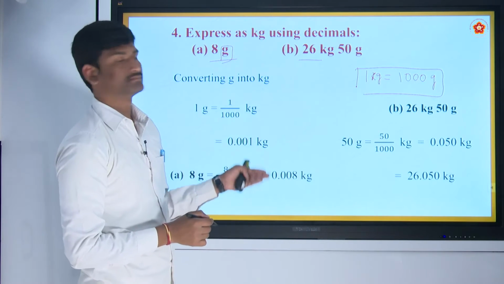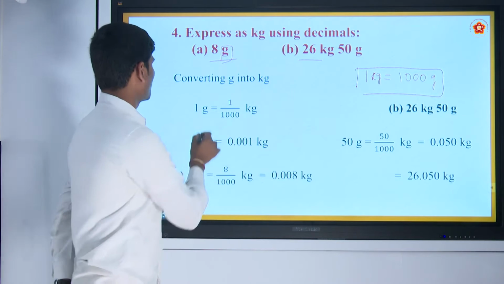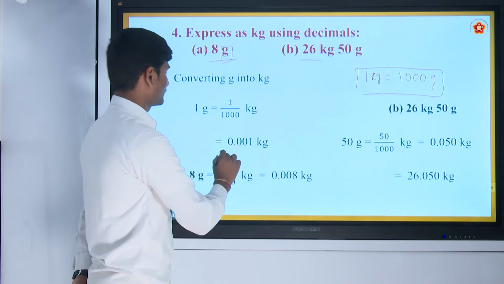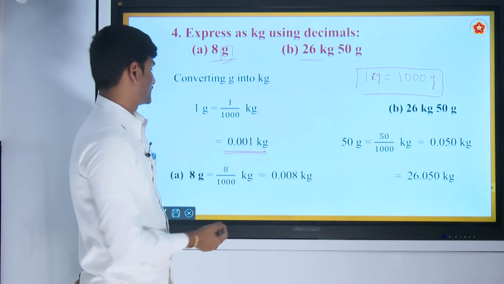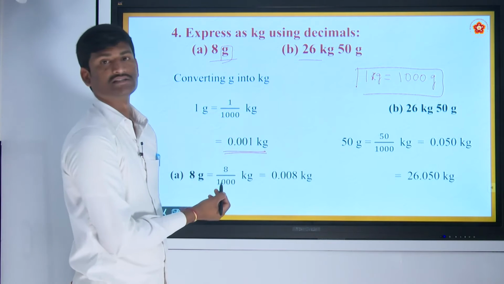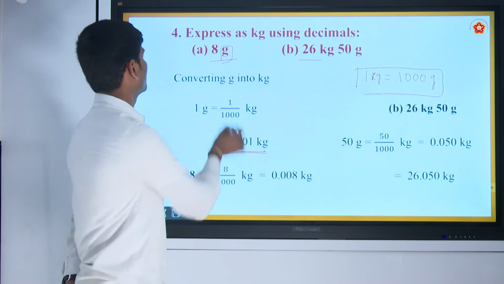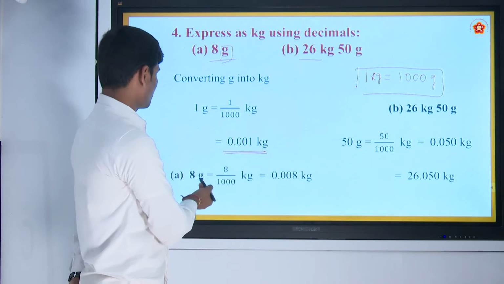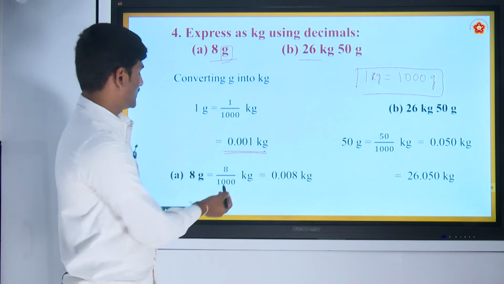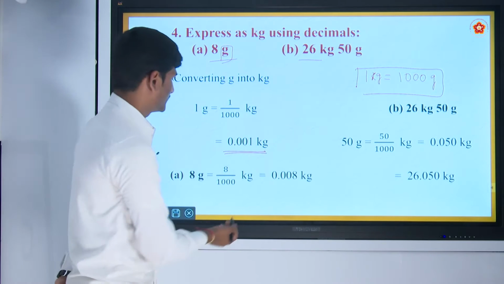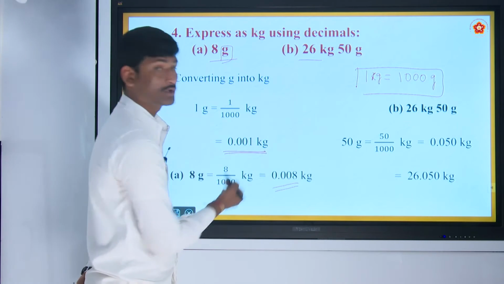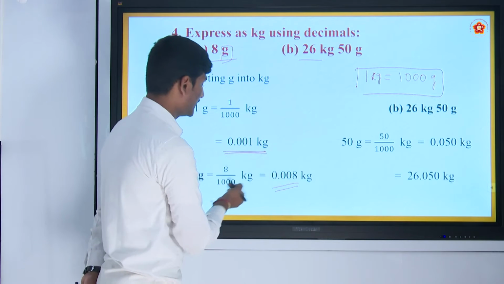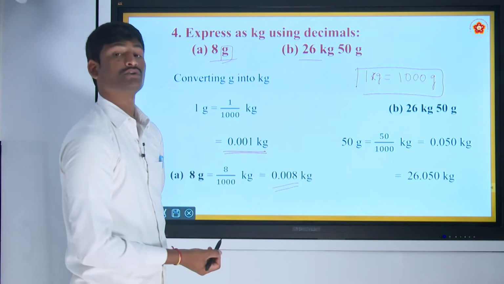Here we convert gram to kg. Here 1 gram is equal to 1 divided by 1000 kg. We write in the decimal form 0.001 kg. Right, here 8 gram. 1 gram is equal to 0.001 kg, but 8 gram is equal to 8 divided by 1000 kg, which is equal to 0.008 kg.